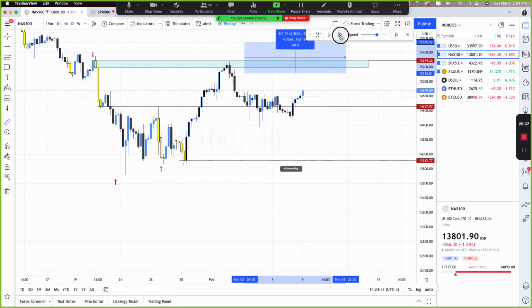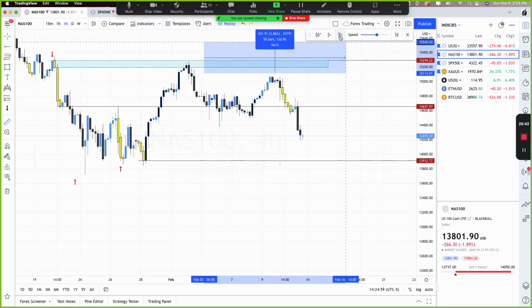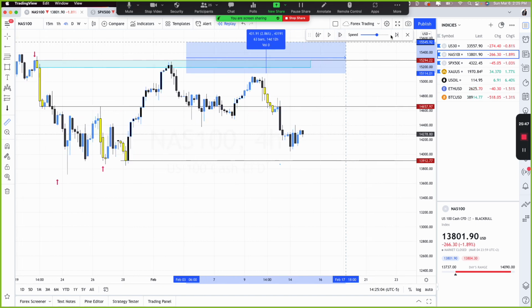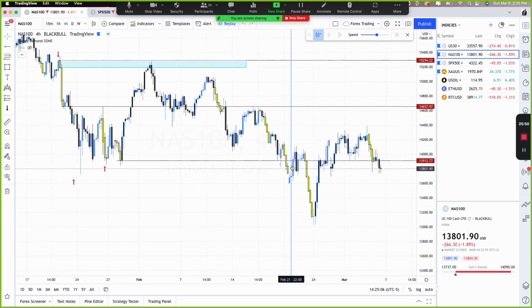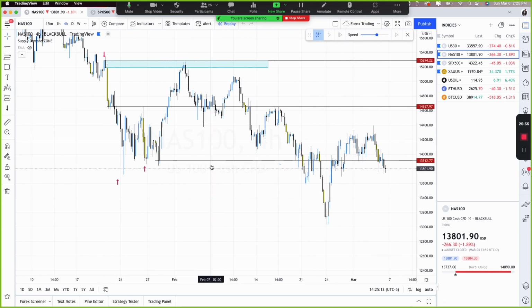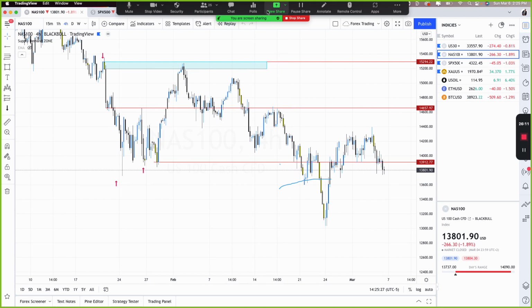Let's speed this thing up. Hit the same target again. Let's go ahead and go to the end. Look at that. Both targets hit. We're not even talking about all of this. We're out of this trade up here. I don't know how I drew that, but anyway. But does that make sense? Let me know in the chat if that makes sense.